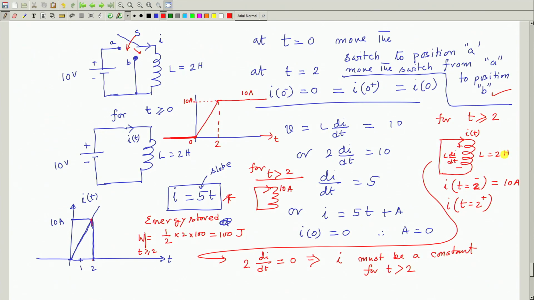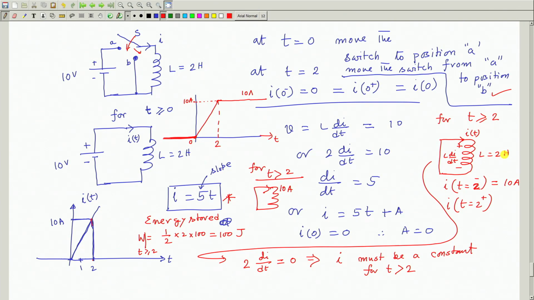You do a switching at any time you like, at t equal to 0 or t equal to 5 seconds, whatever it is. The important point is that when you do switching at a particular time, say capital T, then current at T minus and T plus has to be the same. That is the first thing.